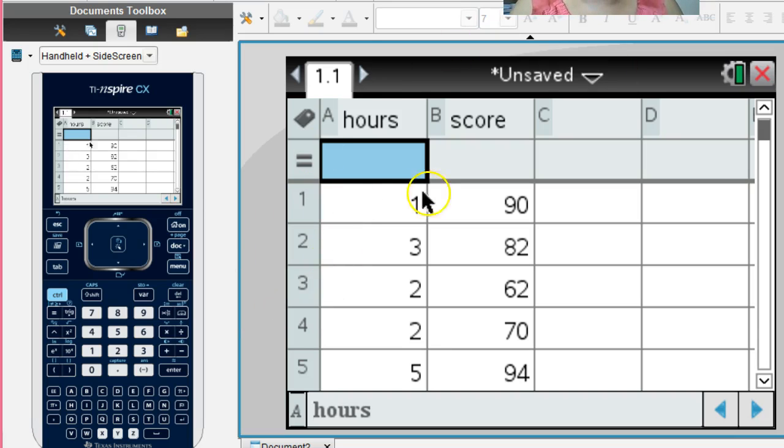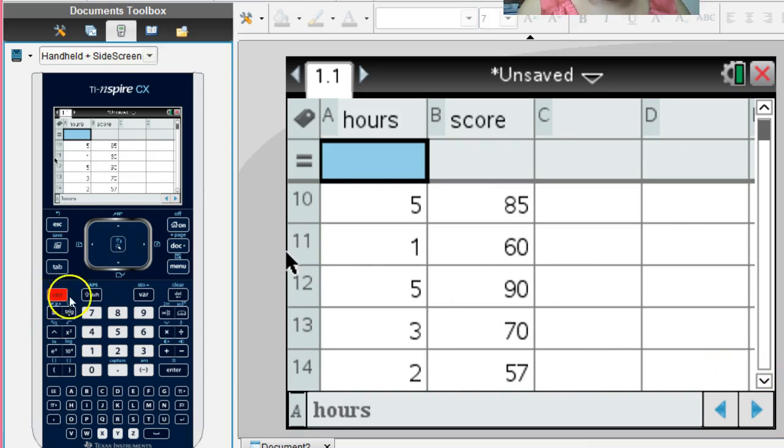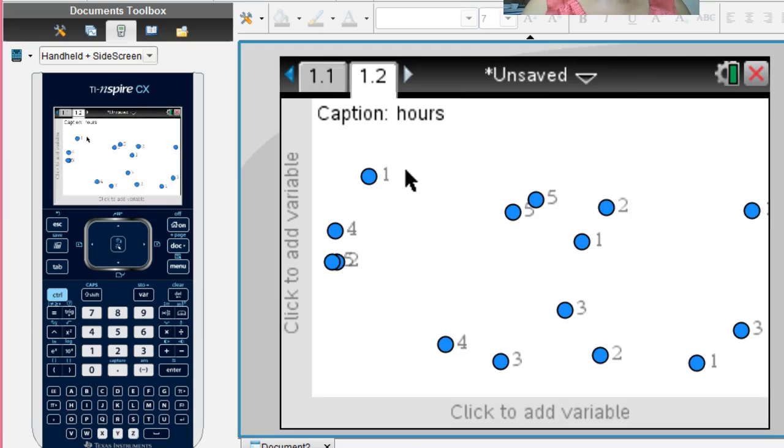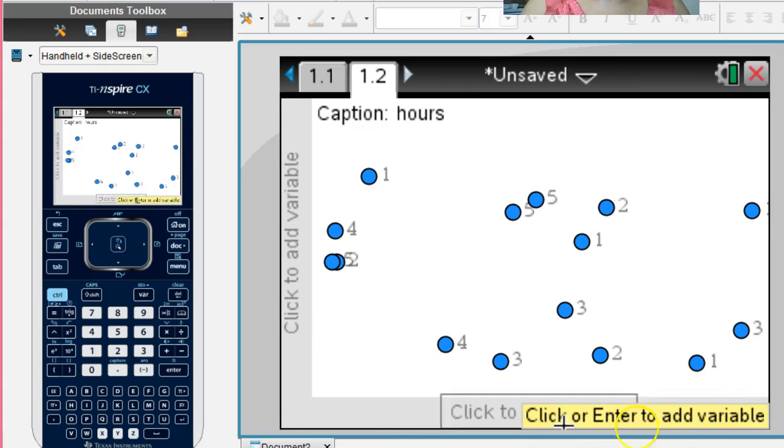So here we have some data, the relationship between the number of hours a student studies and the score they received on an exam. And we have actually 15 data points. So to see the graph of the data points, we would need to add a data and statistics page. So we hit Control-I and add a data and statistics page. And as you can see here, we have our 15 data points all scattered around.